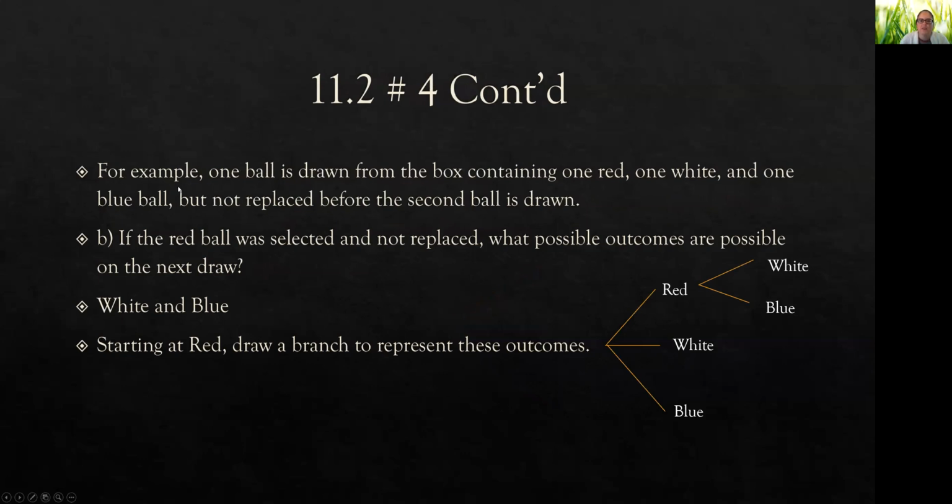Okay, so here's what we're doing. We're drawing a ball from a box that contains one red, one white, and one blue ball, but not replaced. So if the red ball was selected and not replaced, what possible outcomes can you get on the next draw? You'll either get a white or a blue. So if you draw a red the first time, you could either get a white or a blue the second time.